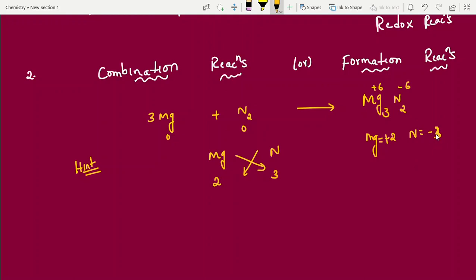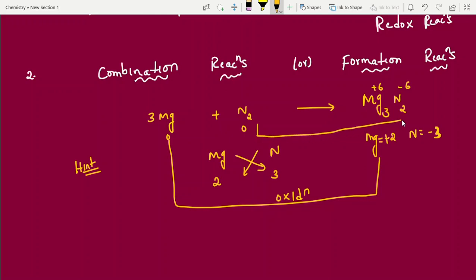Check it: magnesium goes from 0 to +2, an increased oxidation state, which is nothing but oxidation. And what about nitrogen? Nitrogen is undergoing reduction. That's it. This is what we call a redox reaction. Like this, many questions are there, students.